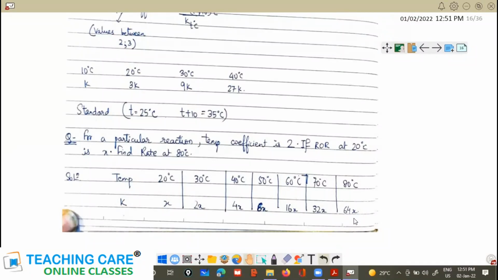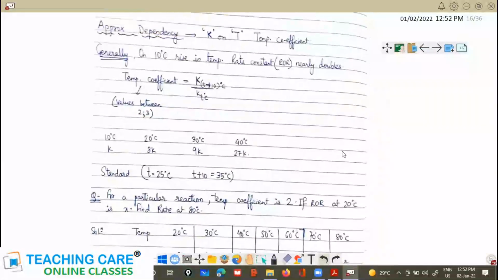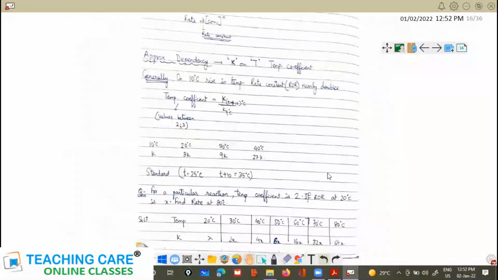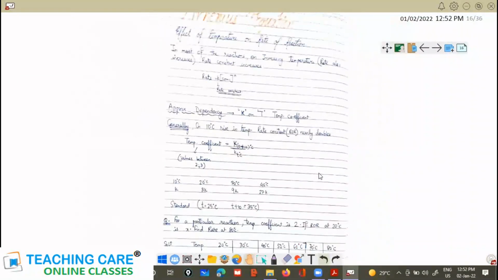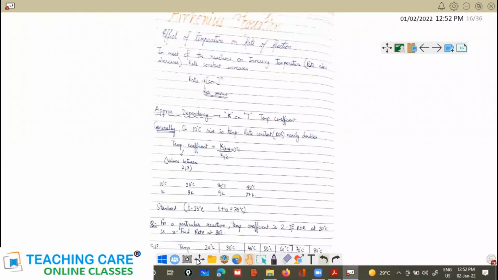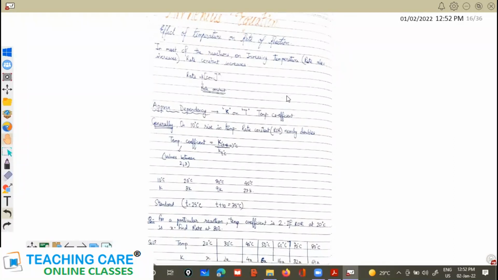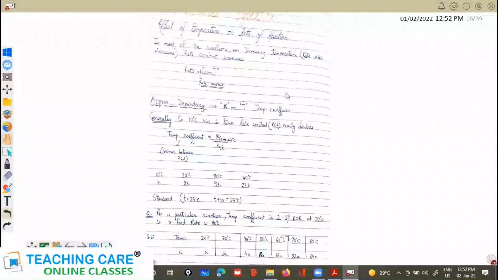Still here? Right. Any doubts? You want to go through it once? Yes, ma'am. So these are just experimental values, right? These are done experimentally. And it says there that the values are between 2 and 3. So how do we know which one to take?